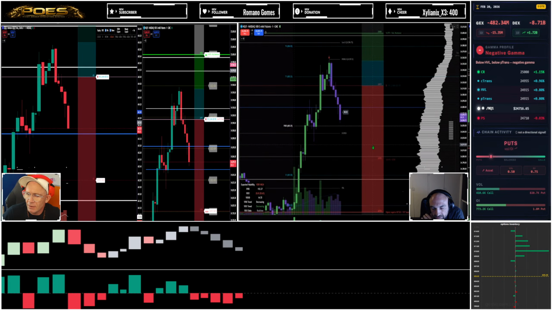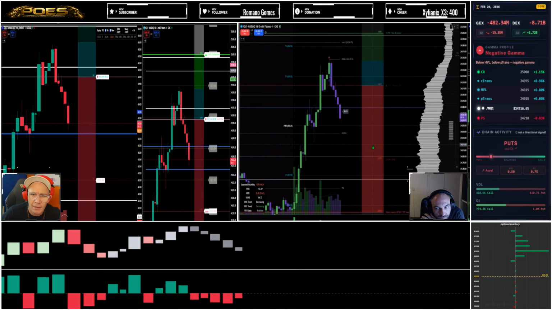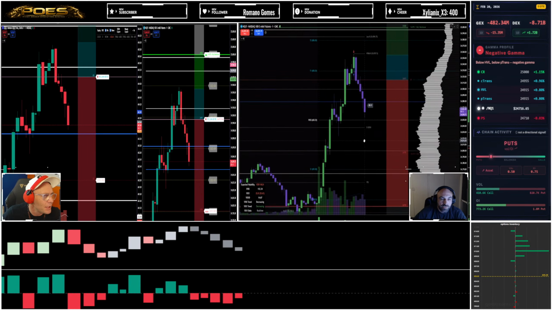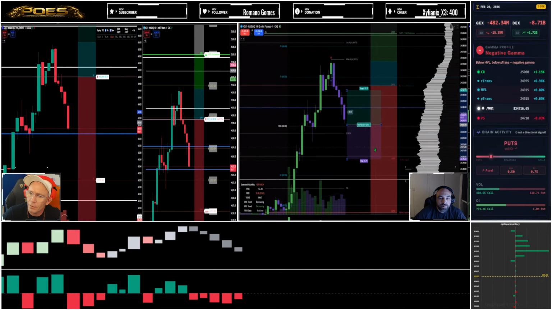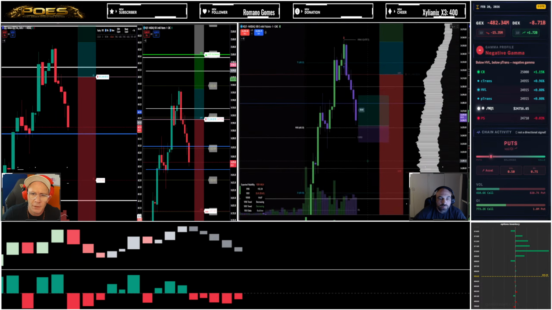Okay, so we are looking to come down to retest. Let's just see a thin sell here. I'd love to see a thin sell here. This is great, right here at this little volume area. Nice push down.